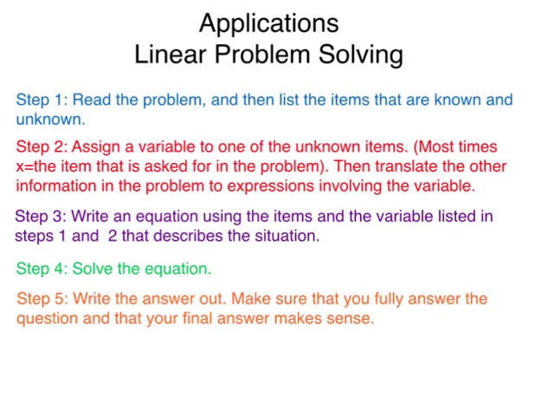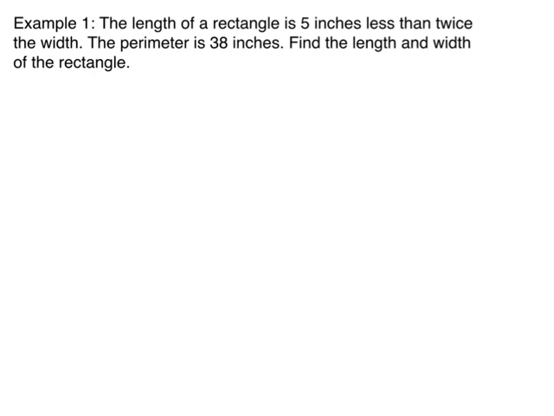Now let's go ahead and apply these steps to solving a couple problems. Our first example says the length of a rectangle is 5 inches less than twice the width. The perimeter is 38 inches. Find the length and width of the rectangle.